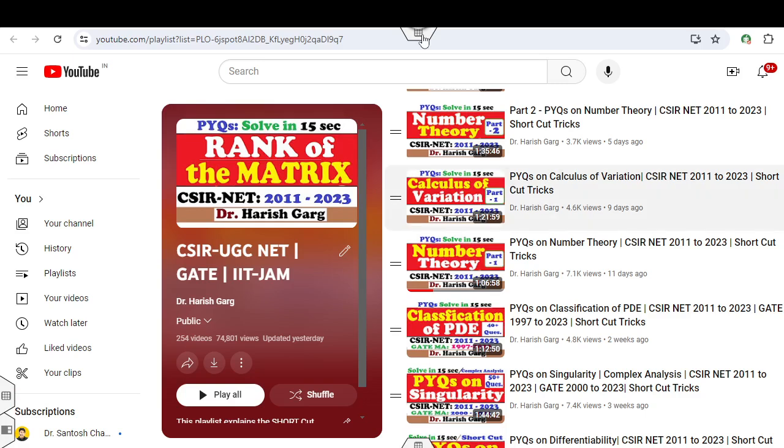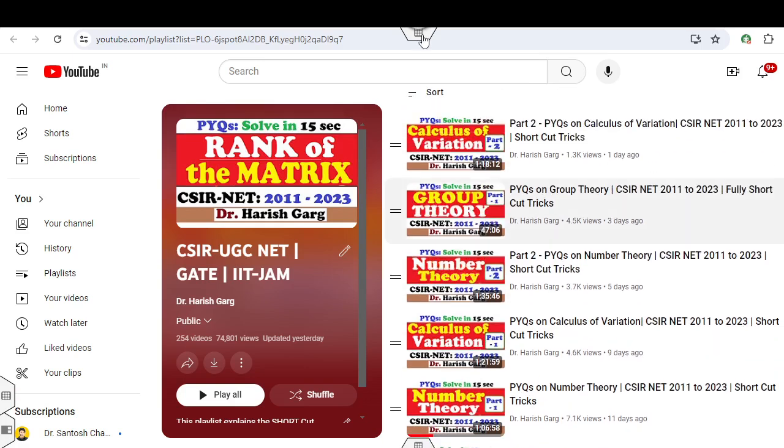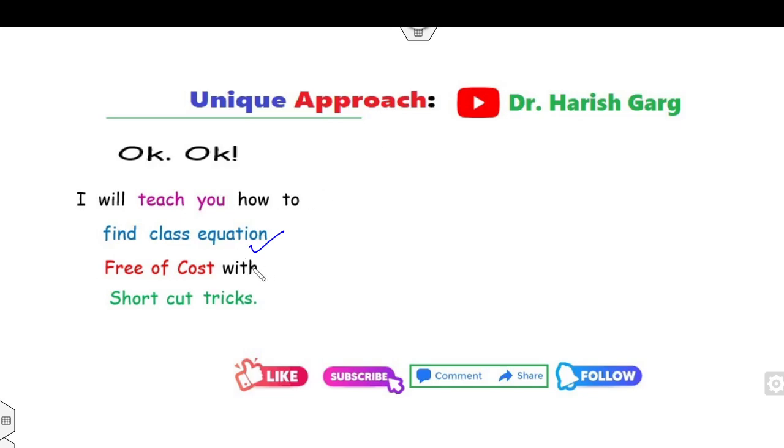If you remember my last lecture on group theory, I already told you many shortcut tricks. In this lecture also, I will teach you this class equation free of cost.